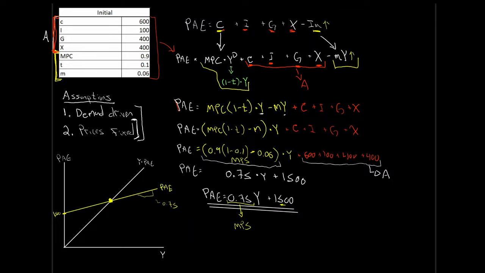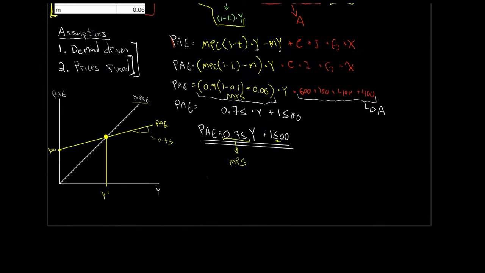We talked about in the last video where we get our equilibrium level of national income, where actual GDP equals our planned expenditure, and we get Y prime, our equilibrium level of national income. Now, how exactly do we solve for this? Well, we just saw that it occurs where Y equals planned aggregate expenditure, so let's make that happen. Y equals planned aggregate expenditure, which equals this stuff on the right. So Y equals 0.75Y plus 1,500. Let's get the Y's together. So we have Y minus 0.75Y equals 1,500.